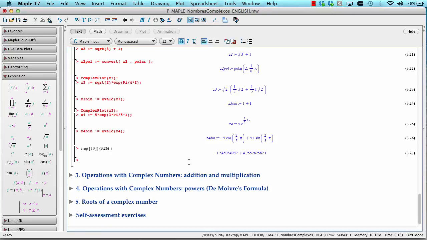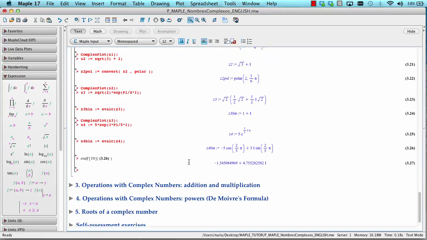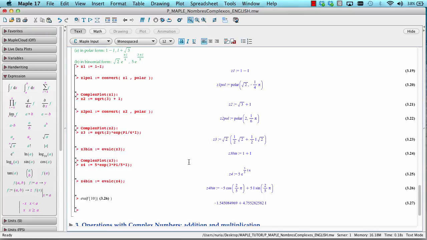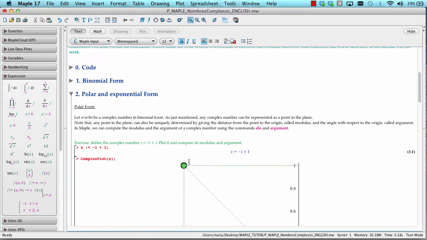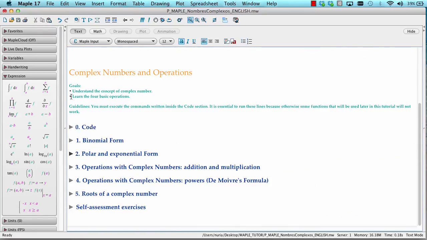So this is the end of this section. So we've learned how to introduce numbers in binomial, polar, and exponential form. And we also know how to convert from one to the other. So let's move to the next section, which is, now that we know this, we need to know how to operate between complex numbers. We will first do addition and multiplication, and then we'll go to powers and roots.